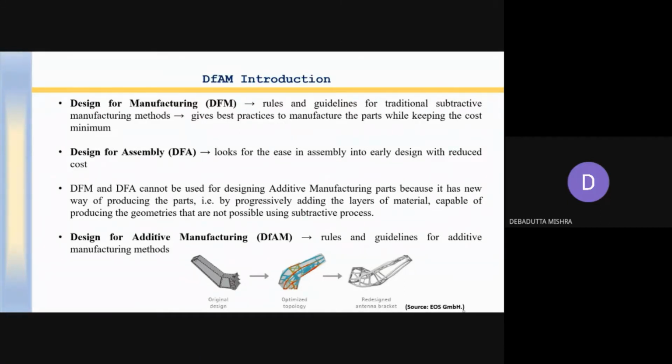So here a small example is there. You can see that the original design was like this. Some material was removed, the topology was optimized, the geometrical shape and size were optimized, and this is the redesign. The function remains the same as the original part. However, here the mass is reduced, the material is reduced, hence the cost is reduced, but without compromising the functions or the strength. How can this be achieved?